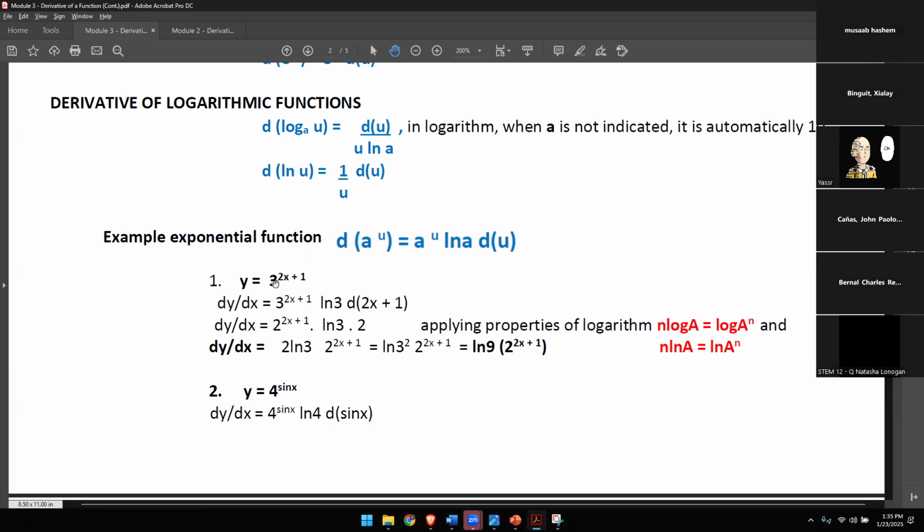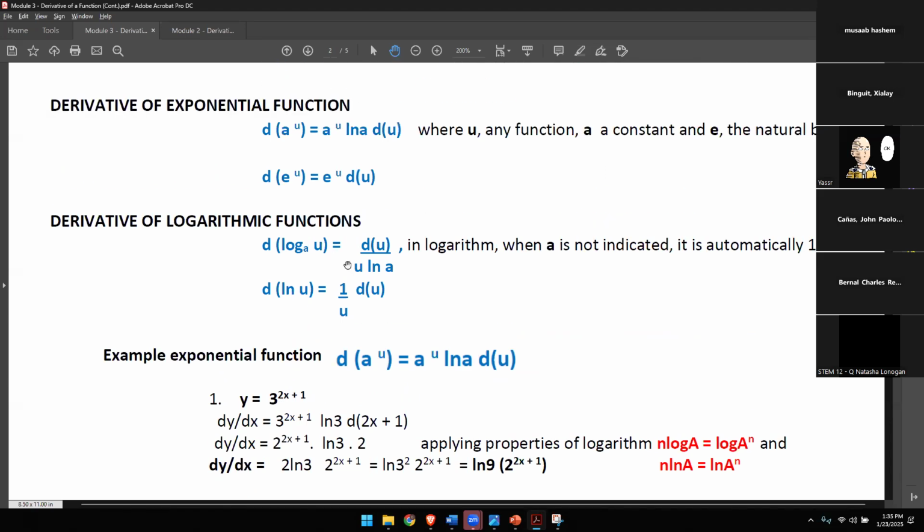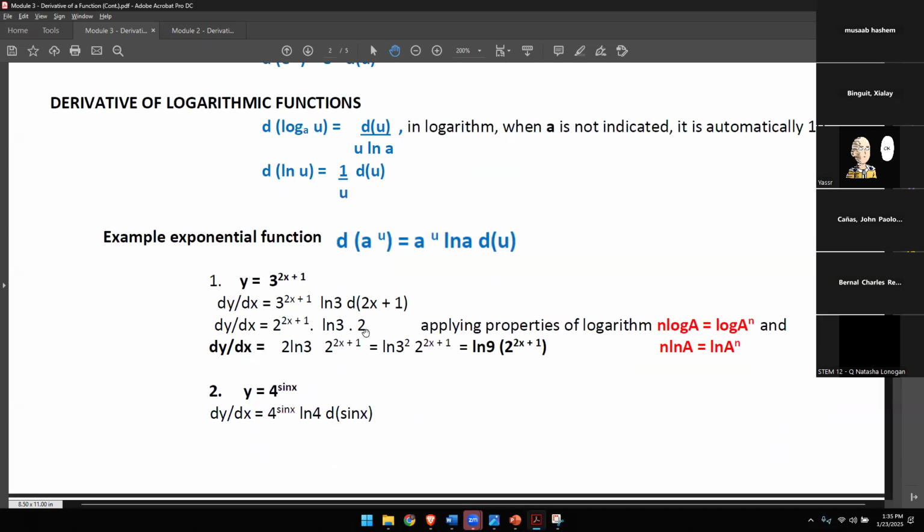Okay, so this is example number 1. Check first the construction and then the things that you'll see. So this is a constant, and then we have an exponent that is 2x plus 1. This is basically a function. So it would fall under exponential function, the one that has a constant as our base.